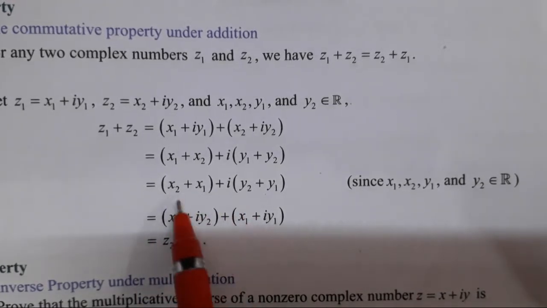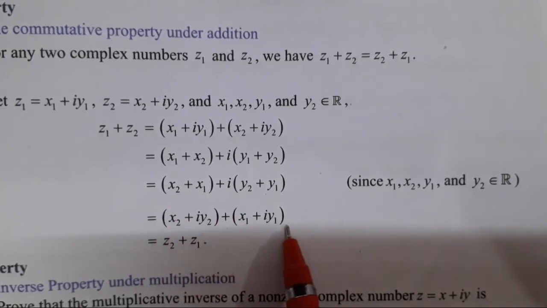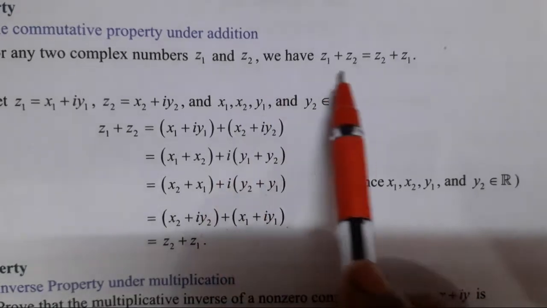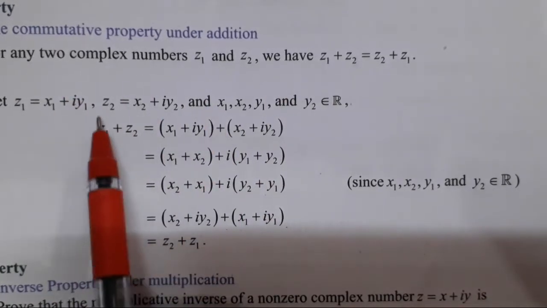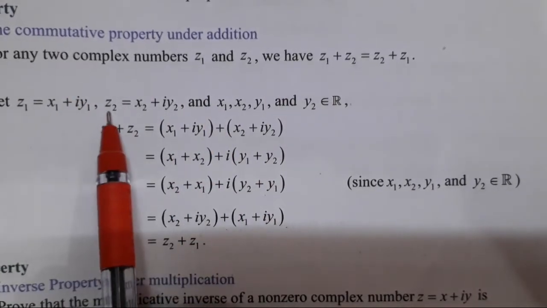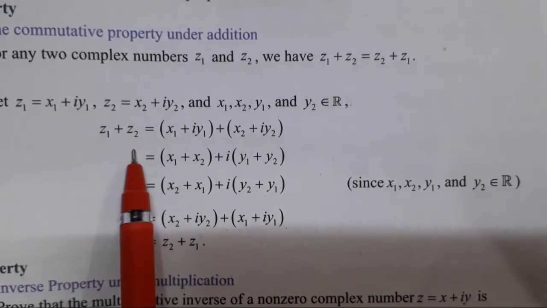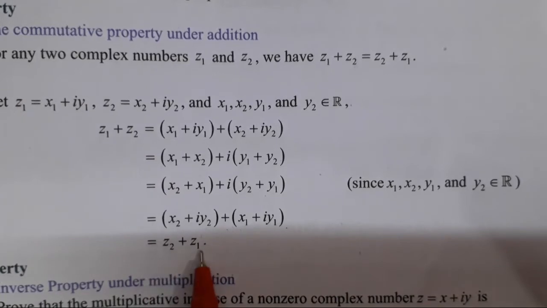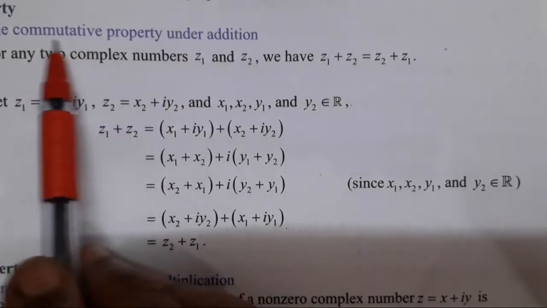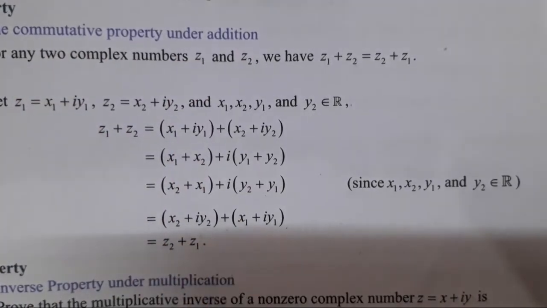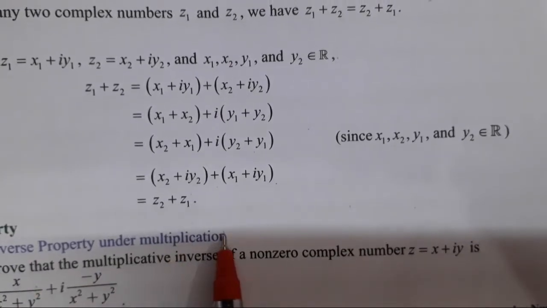Next, X2 plus iY2. Now equating, it becomes a complex number: X2 plus iY2 plus X1 plus iY1. X2 plus iY2 is nothing but Z2. X1 plus iY1 is nothing but Z1. So we take Z1 plus Z2 and we get the result Z2 plus Z1. That is nothing but the commutative property under addition.